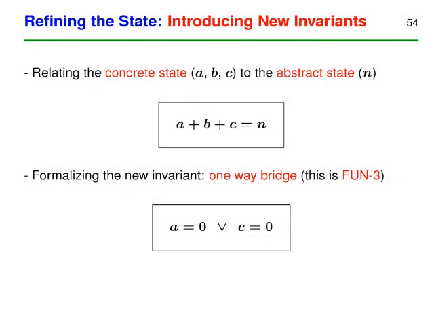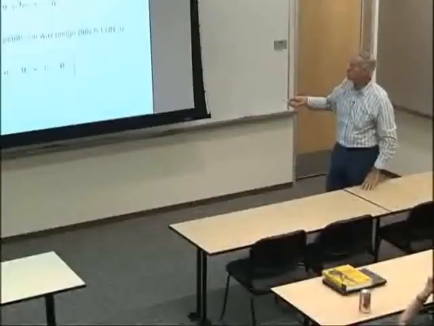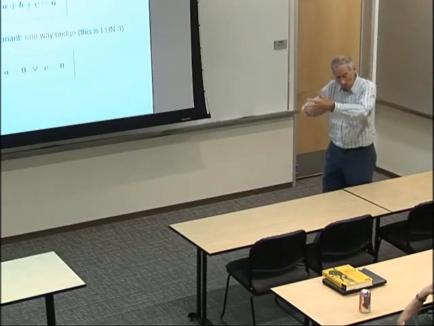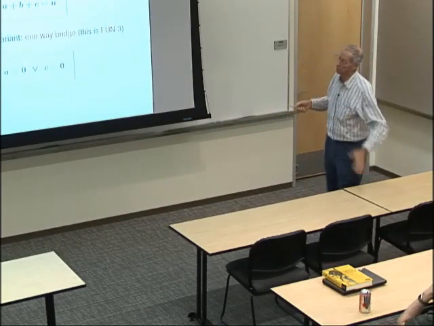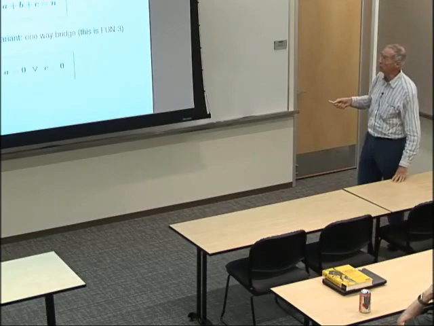So here is the connection. A plus B plus C is equal to N. And N is not a variable anymore of this refinement. It's a variable of the abstraction. But in the invariant, we have the right to mention this, and precisely this is the connection, and we used to call it the gluing invariant. We glue the concrete to the abstract.